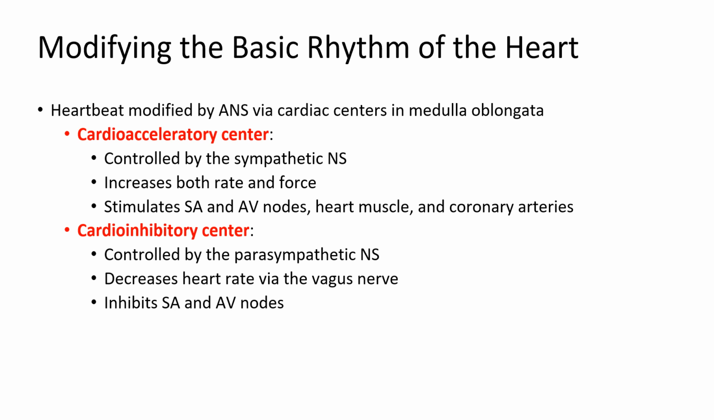Then you have the cardio-inhibitory center, controlled by the parasympathetic nervous system. So we would associate this with rest and digest. It's going to decrease the heart rate via the vagus nerve, and it does so by inhibiting the sinoatrial and atrioventricular nodes. So as a result, you'll see basically a calming down of the body as the body uses more of that blood to deliver nutrients and oxygen to the digestive system.